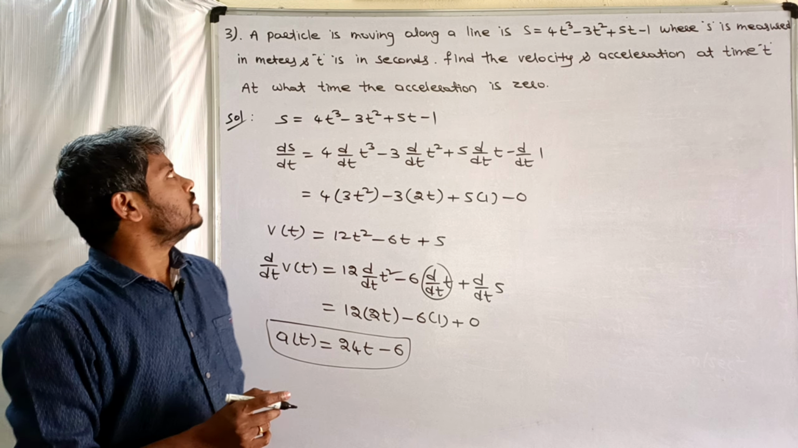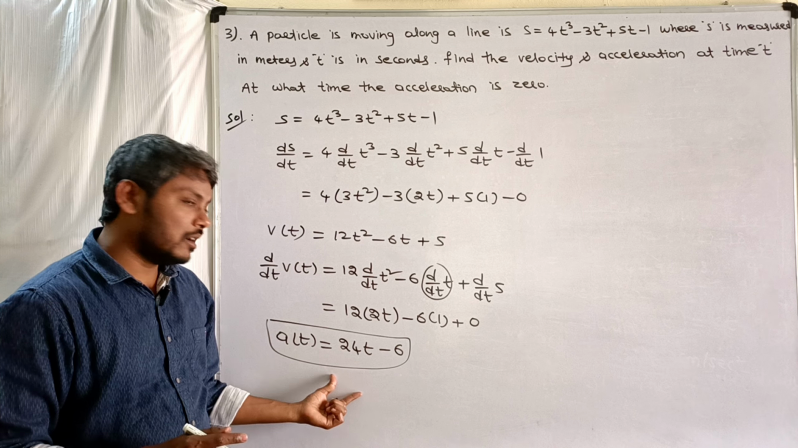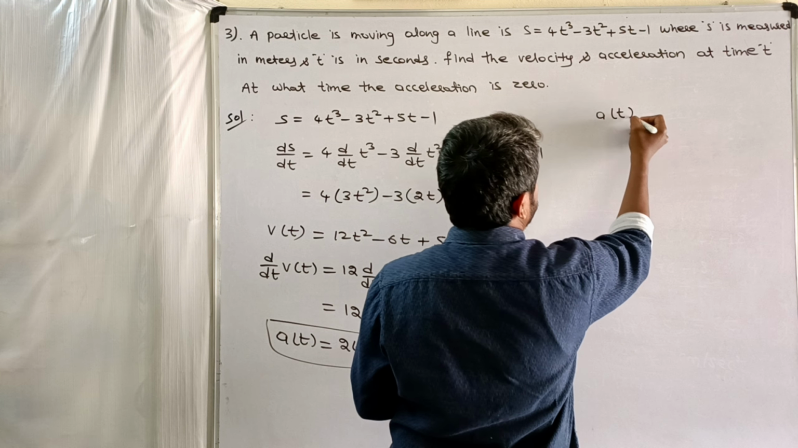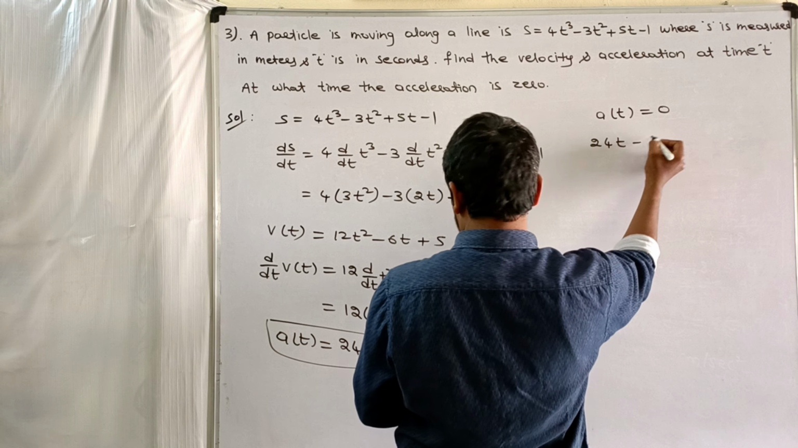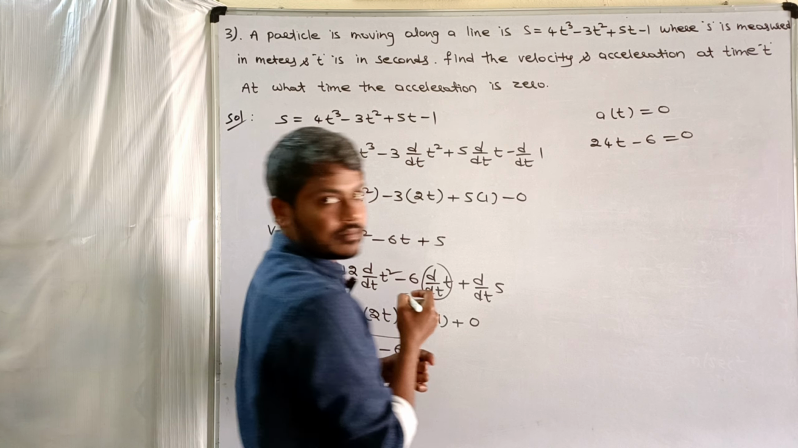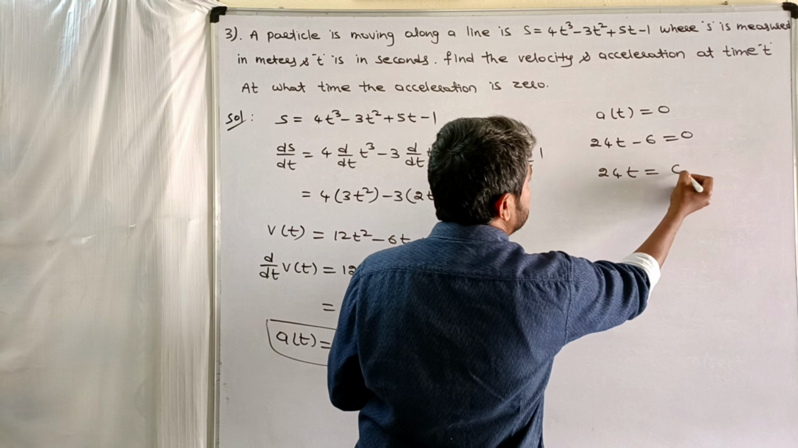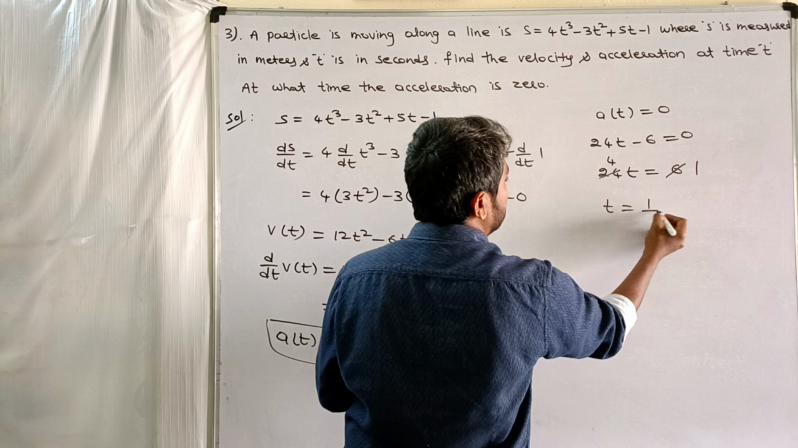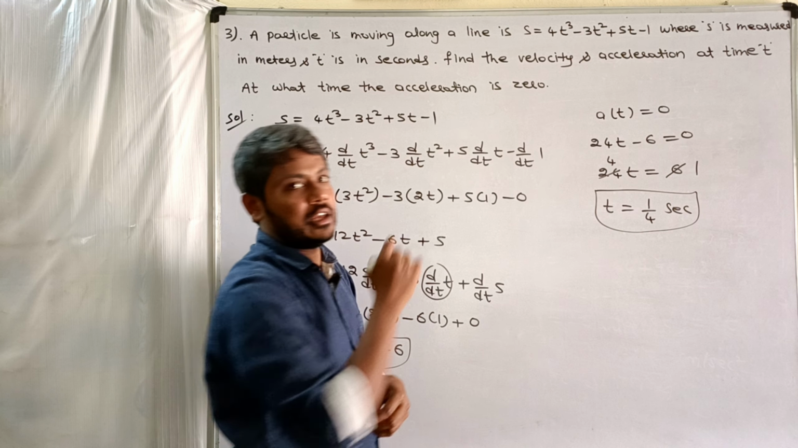Now, at what time is the acceleration 0? Equate to 0. So what will you get? Consider a of t is 0. That is 24t minus 6 equals 0. So 24t equals 6. 6 ones are 6, 6 fours are 24. What is t? t is 1 by 4 seconds. So this is the required time.